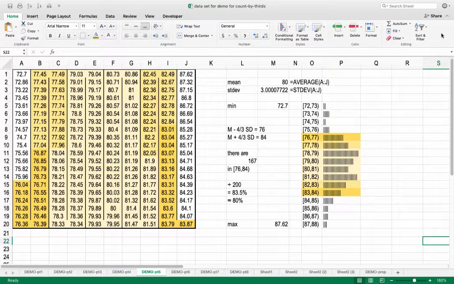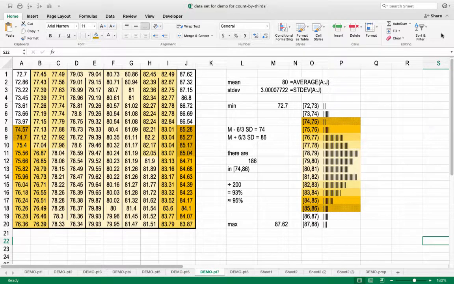Continue with the empirical rule. If we move out 4/3 of a standard deviation above and below the mean, that would take us to the values 76 and 84. We see that there are 167 data values in that range, which accounts for 83.5% of the data, which again is close to 80%. Stepping out 5/3 of a standard deviation above and below the mean takes us to the range of 75 to 85, in which case there are 180 values that fall in this range. 180 divided by 200 is 90%, which in this case happens to be exactly what the empirical rule predicted.